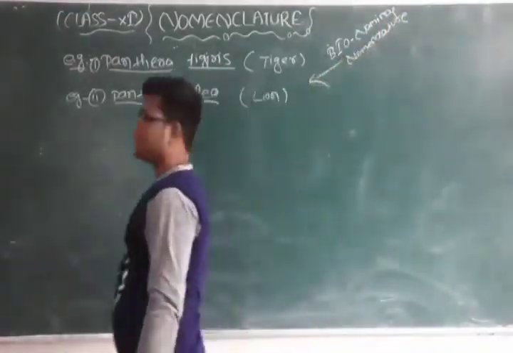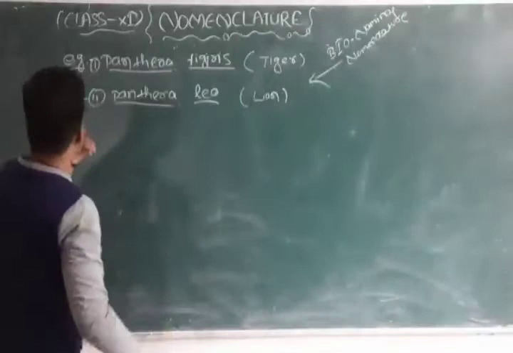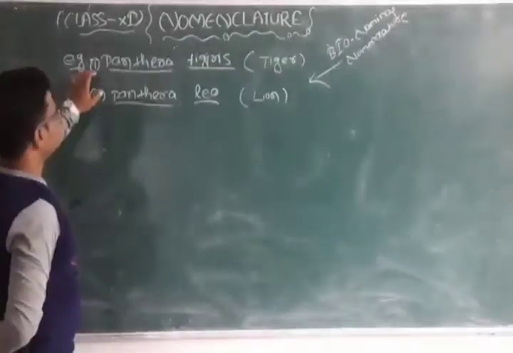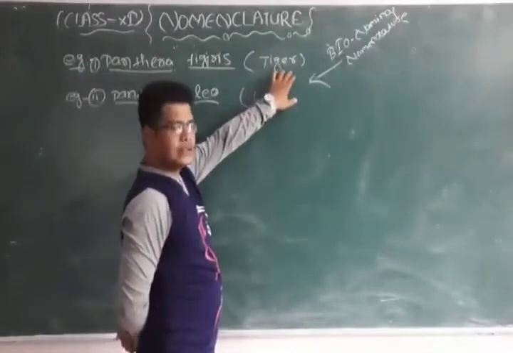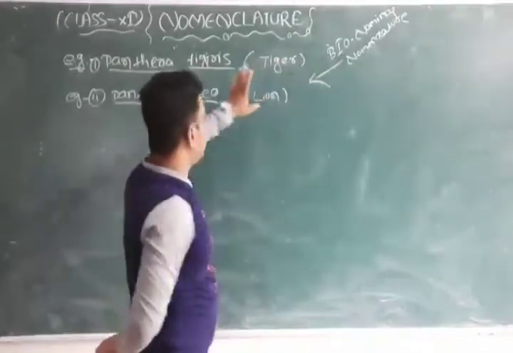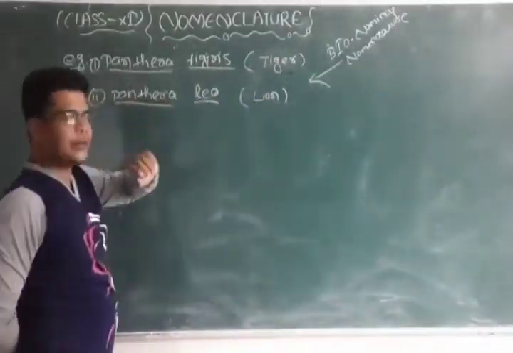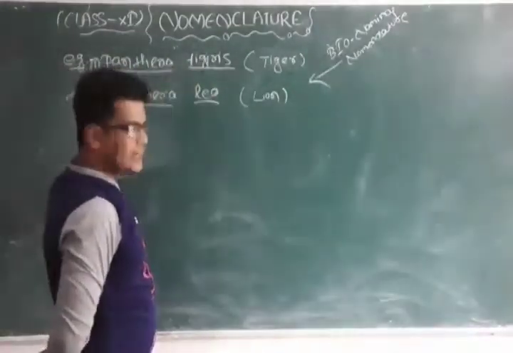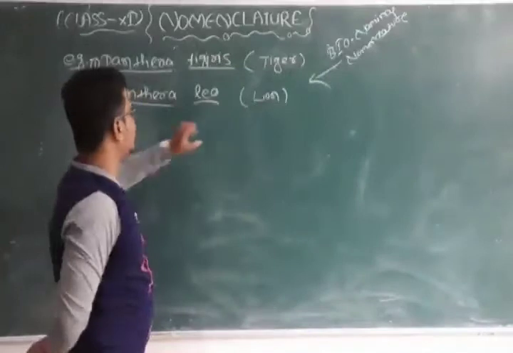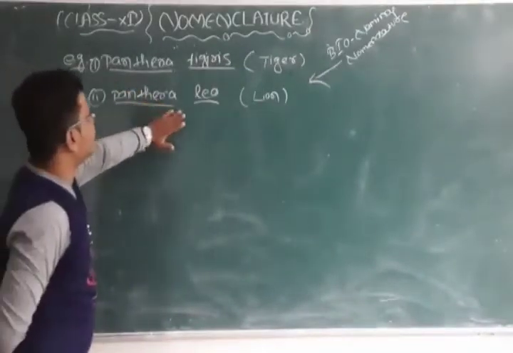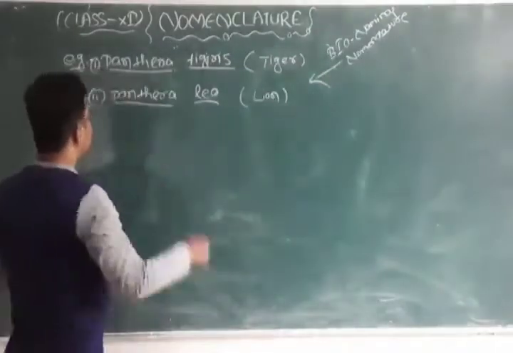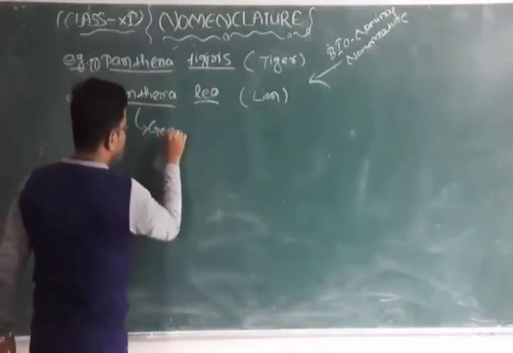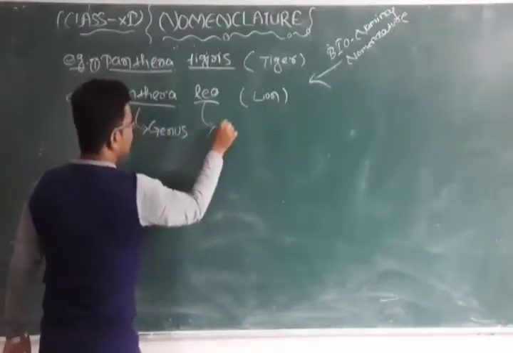Let us see some examples of binomial nomenclature. Carl Linnaeus started this naming system. For the tiger, the scientific name is Panthera tigris. For the lion, the name is Panthera leo. That means Panthera is the genus and leo is the species.